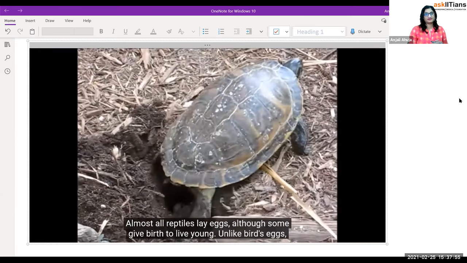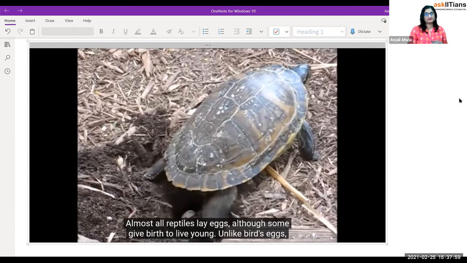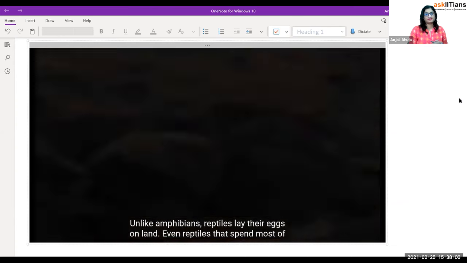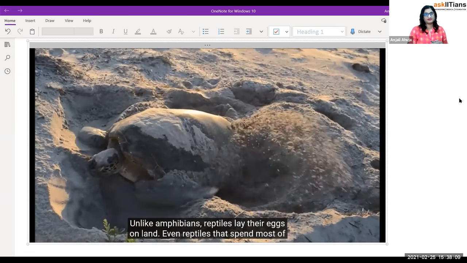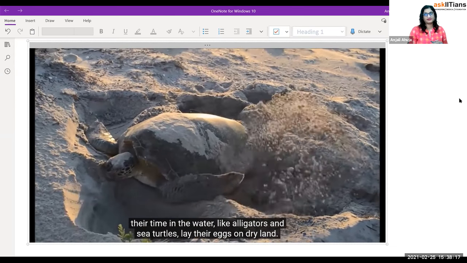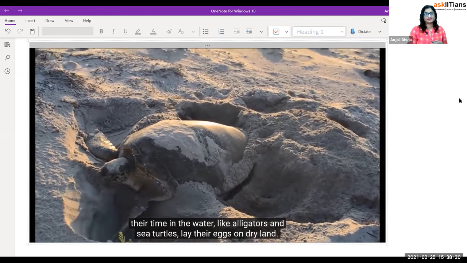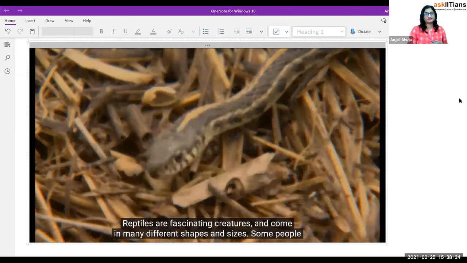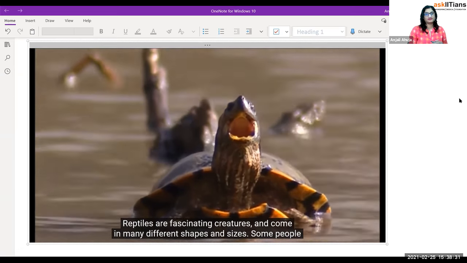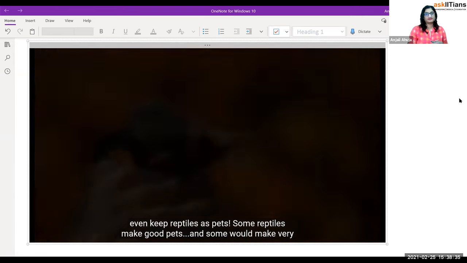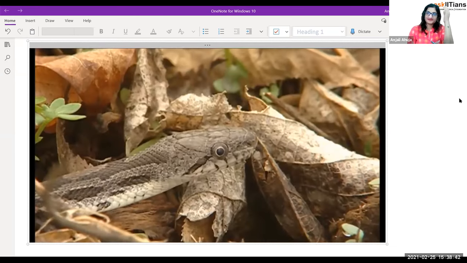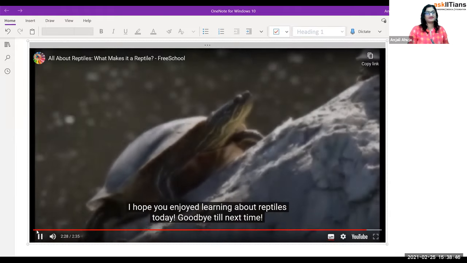Almost all reptiles lay eggs, although some give birth to live young. Unlike birds' eggs, which have hard shells, reptile eggs are soft and leathery. Unlike amphibians, reptiles lay their eggs on land. Even reptiles that spend most of their time in the water, like alligators and sea turtles, lay their eggs on dry land. Reptiles are fascinating creatures and come in many different shapes and sizes. Some people even keep reptiles as pets. Some reptiles make good pets. And some would make very bad pets. I hope you enjoyed learning about reptiles today. Goodbye till next time.